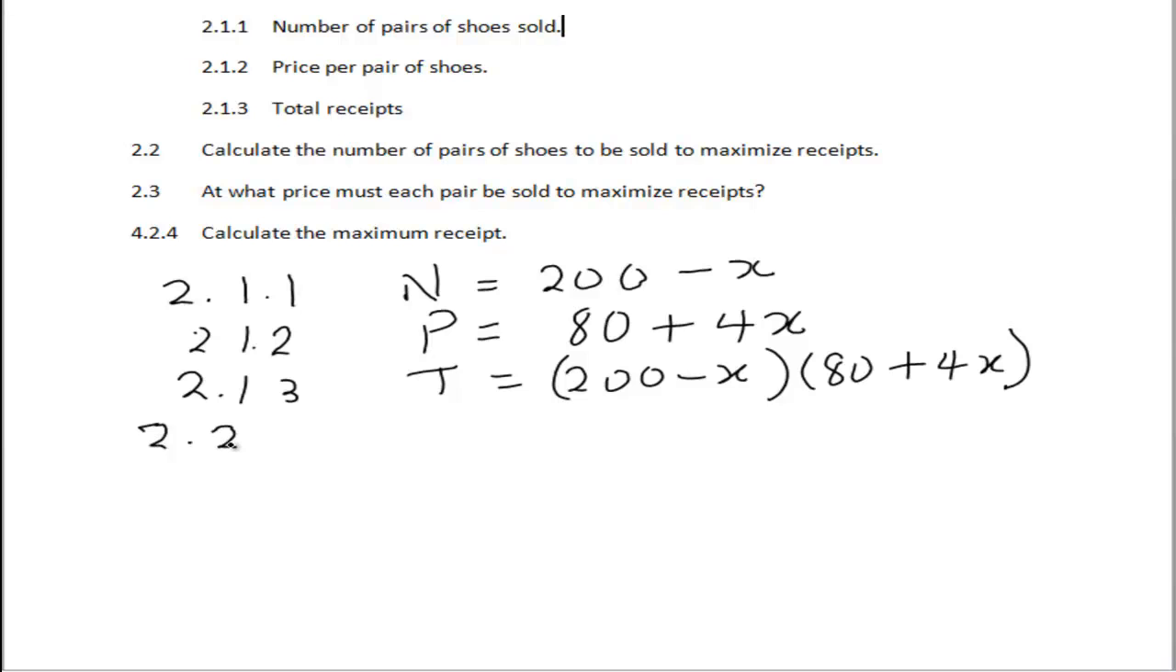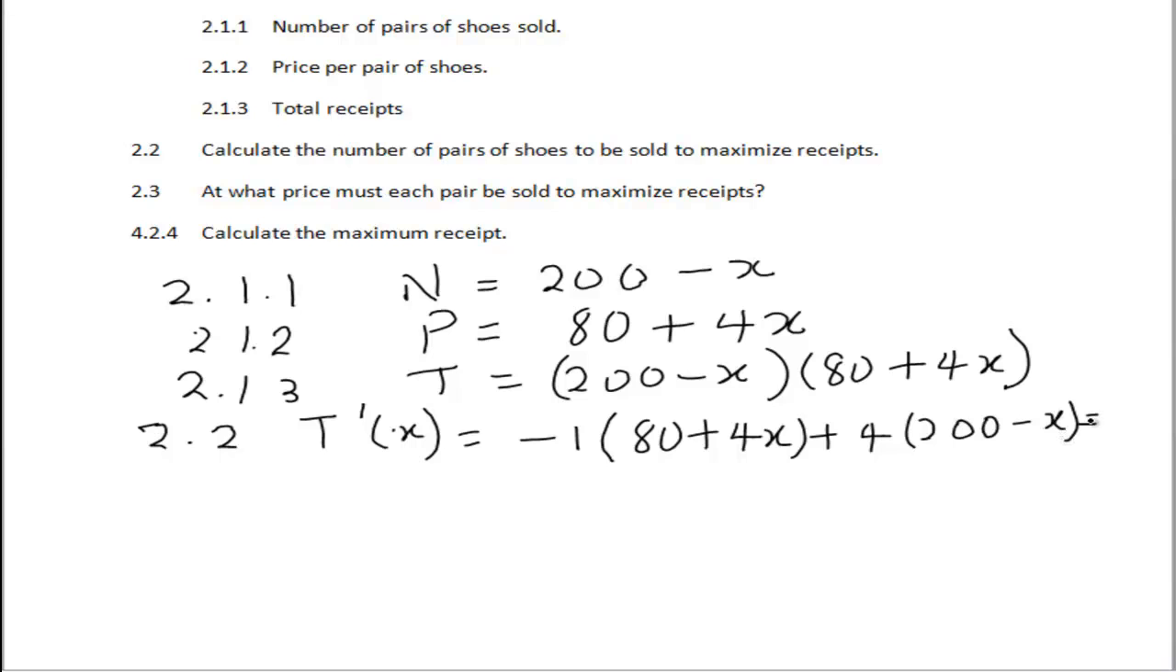And you remember I spoke to you about finding the derivative of the product of two binomials, which is the derivative of the first times the second, plus the derivative of the second, which is 4, times the first, which is 200 minus x, and equal to 0. So we need to solve for x, and x is equal to 90.